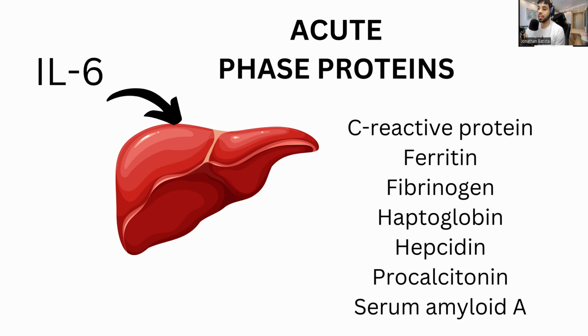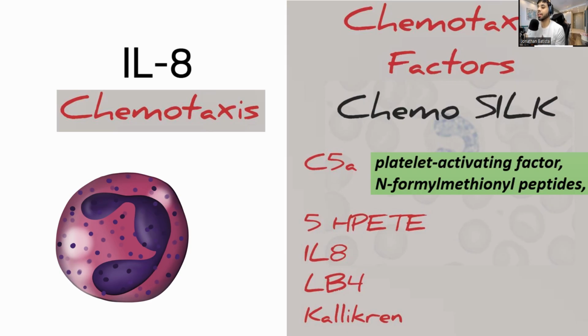Hepcidin and all these things that can sequester iron and can lead to chronic anemia. But that's a whole other conversation. IL-8 is chemotactic, okay? Meaning that it's going to call over the neutrophils. It's going to let the neutrophils know where this reaction is actually occurring. Neutrophils are blind. They're attracted by chemotactic factors, and IL-8 is one of them.